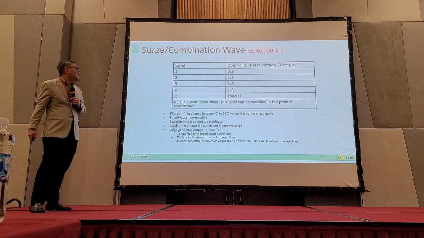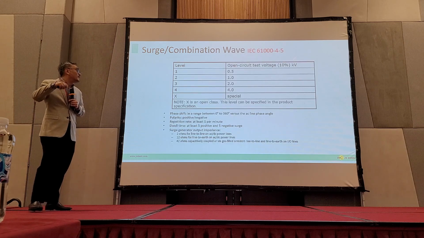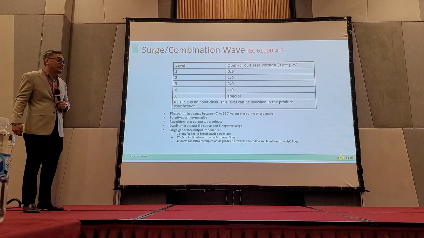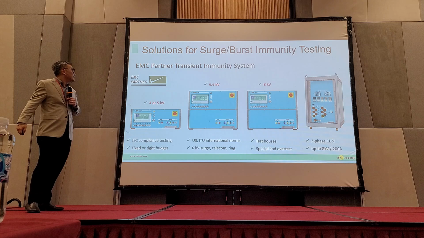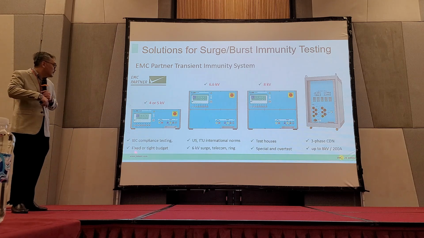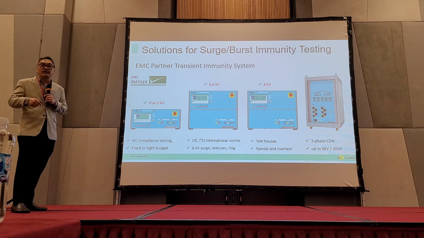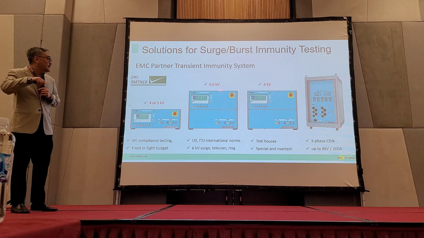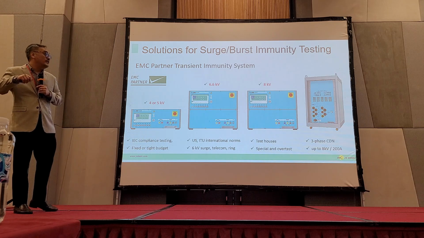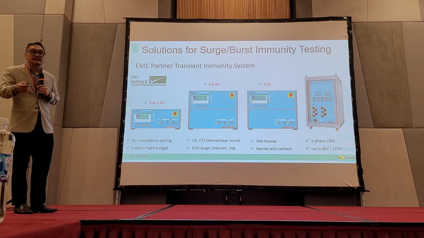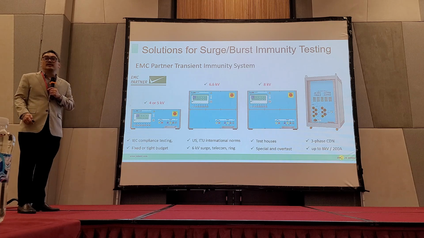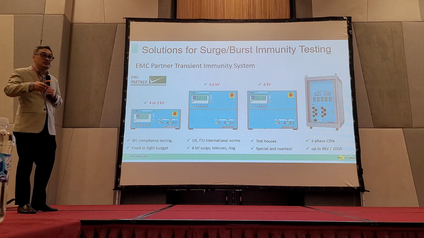Same, we have 4 levels, so it depends on the product: level 1, level 2, level 3, or level 4. We have a solution for compliance testing up to 4 or 5 kilovolts, and of course we have a solution up to 6.6 or 8 kV, depending on the product. We have CDNs, 3-phase up to 200 amps. So it depends on the product that you are testing.